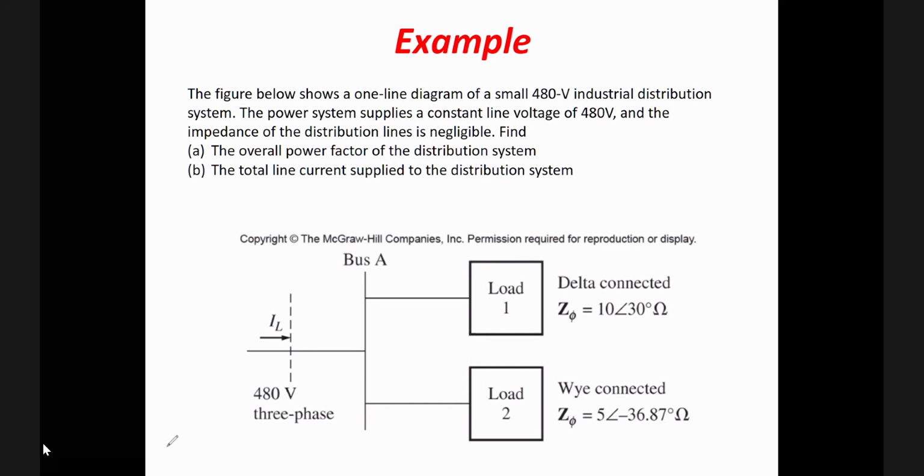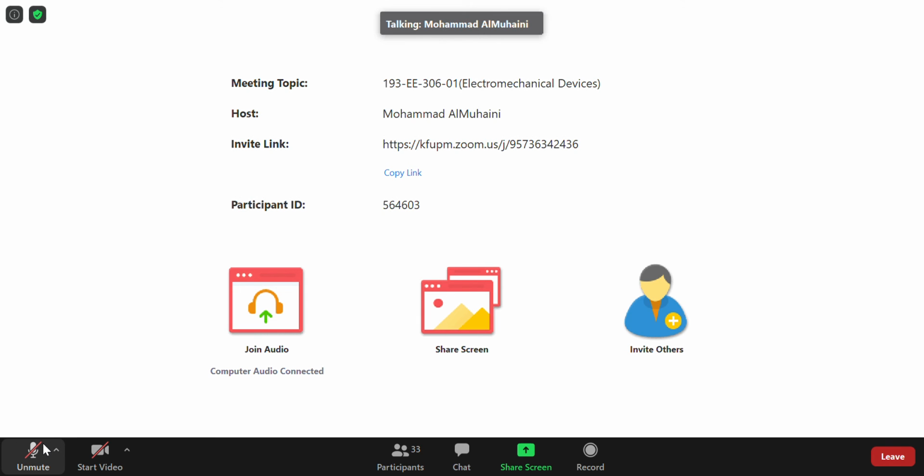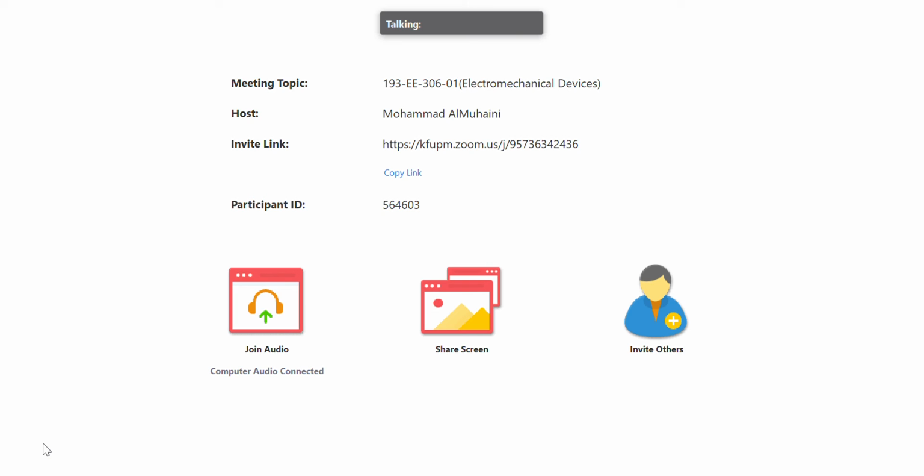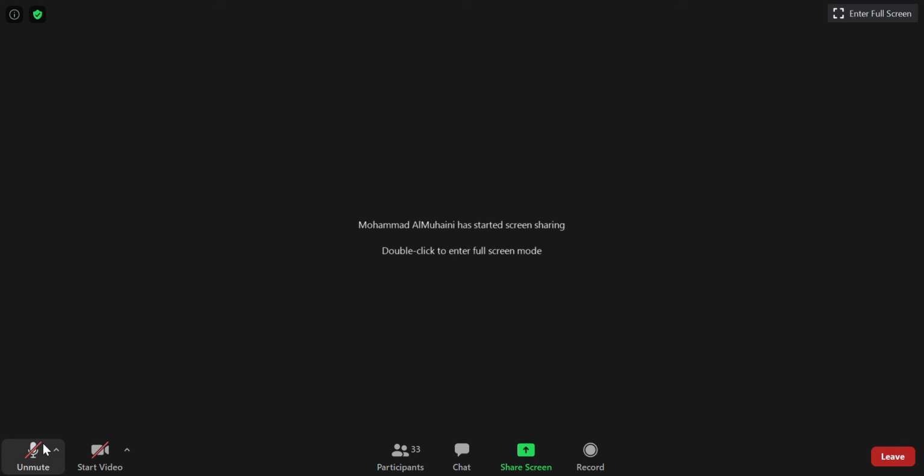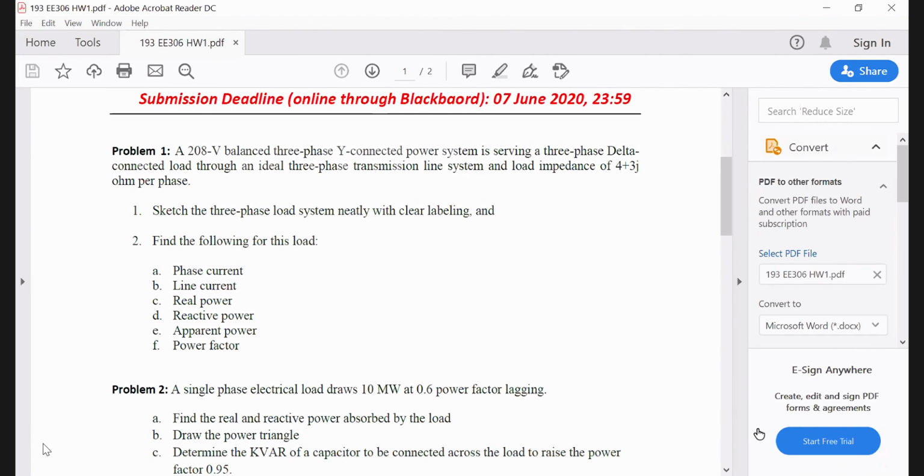Yes, go ahead. The first question in the homework, regarding the voltage that it gave me. Let me go to the homework. This is the line voltage. You said 208 volts. Yeah, it's a line voltage, yeah. But again, it's a mistake. It should not be like this. But I know that the meaning of this is a line voltage.